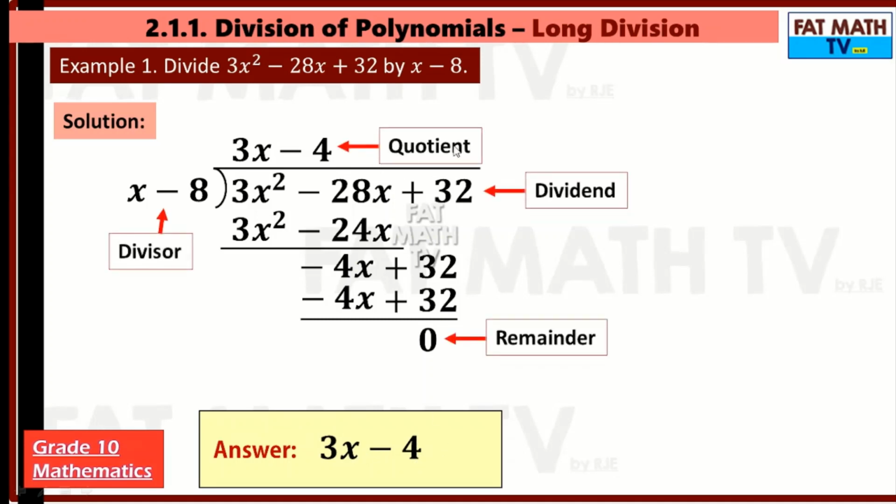So the answer in division is what we call the quotient. So the quotient here is 3x minus 4. This one here is the dividend. This is the divisor, x minus 8. And what's left here is what we call the remainder.